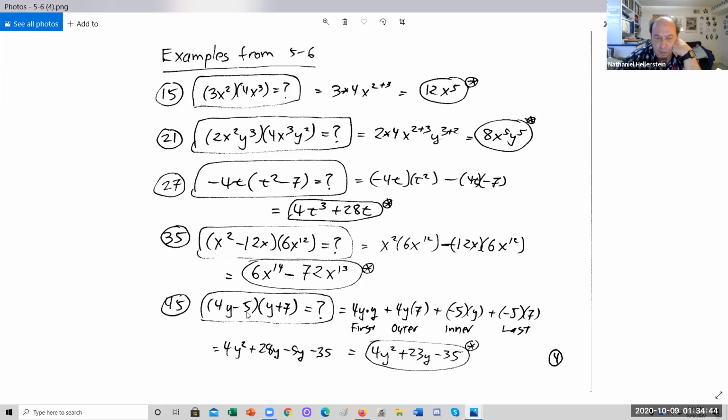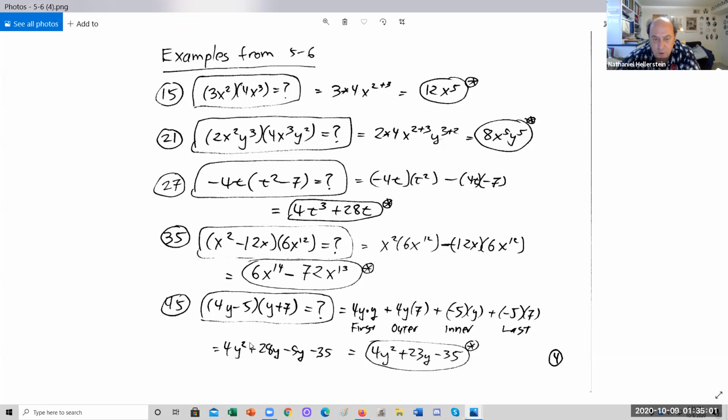Now here we have a binomial times a binomial. So we'll use FOIL: first, outer, inner, last. 4y times y is first. 4y times 7 is outer. Minus 5 times y is inner. And minus 5 times 7 is last.